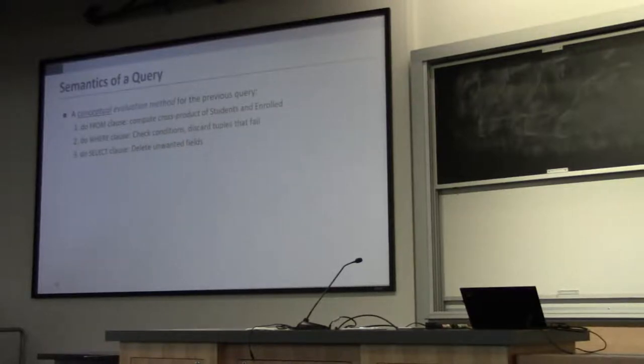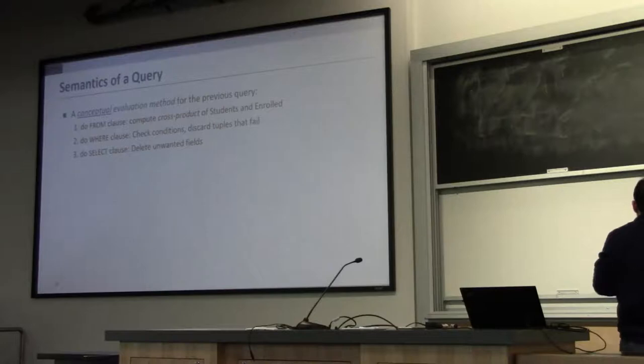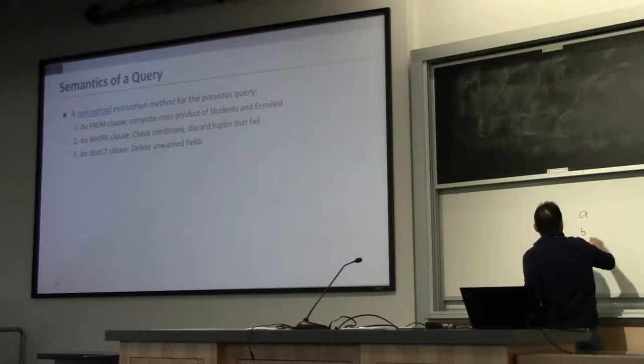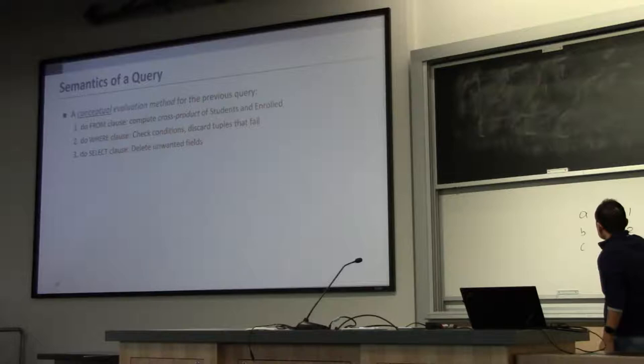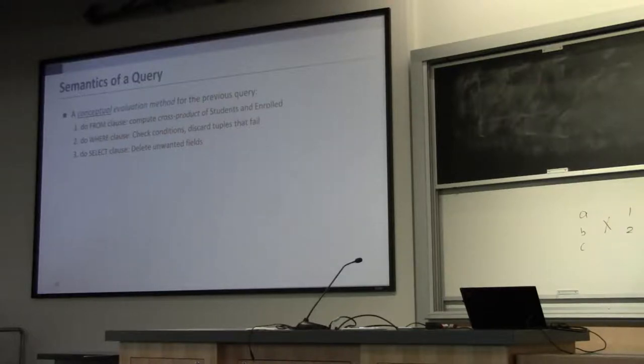If there's only one relation there, you're done. If there's more than one relation there, you produce the cross product of those relations. A cross product between two relations is simply all possible pairs of all records from the two relations. That's the cross product. Let me give you a simple example. If one table is A, B, C, the other table is 1, 2, then the cross product of the two is simply all possible pairs of all records from the two tables.